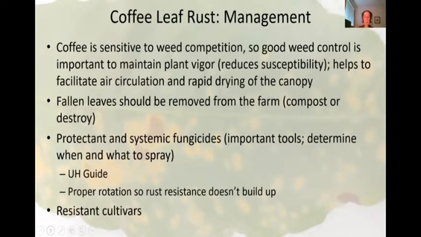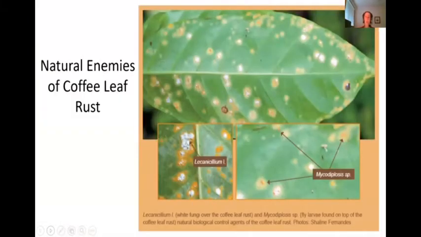On the bright side, there are natural enemies of coffee leaf rust. This is a picture of a fungus called Lecanicilium. These are the rust lesions, and these are the Hemileia spores of coffee leaf rust. But this white covering is actually this other fungus that is essentially combating the spores. And in some parts of the world, fly larvae actually start feeding. Now, while this is great, this really isn't one tool that could manage coffee leaf rust.